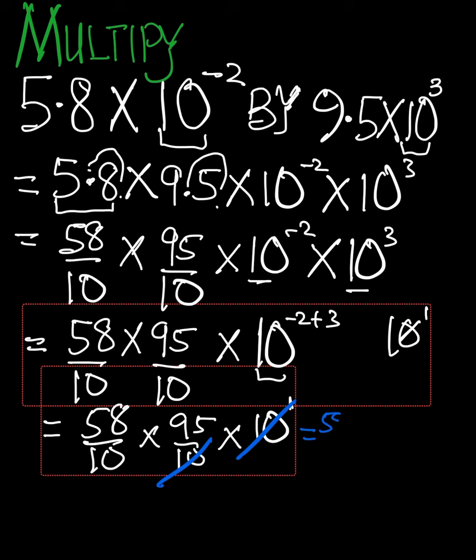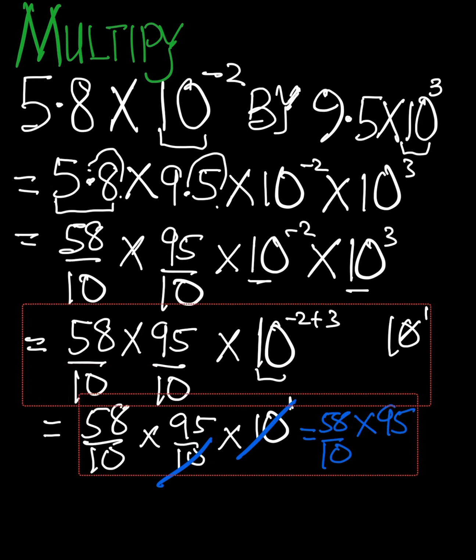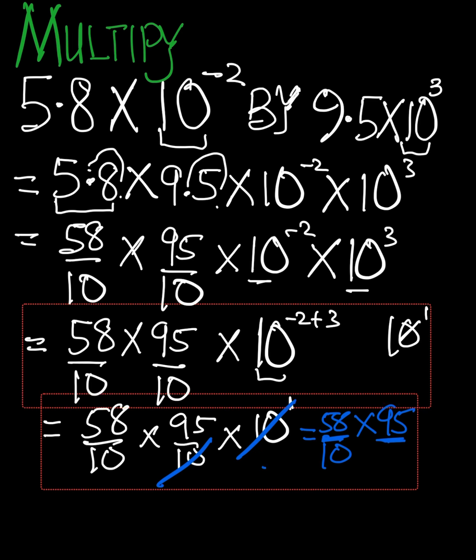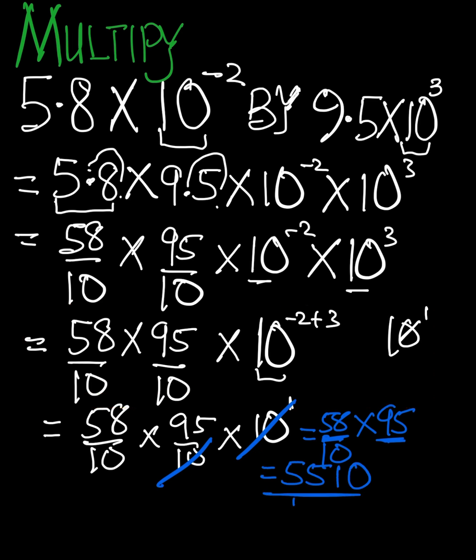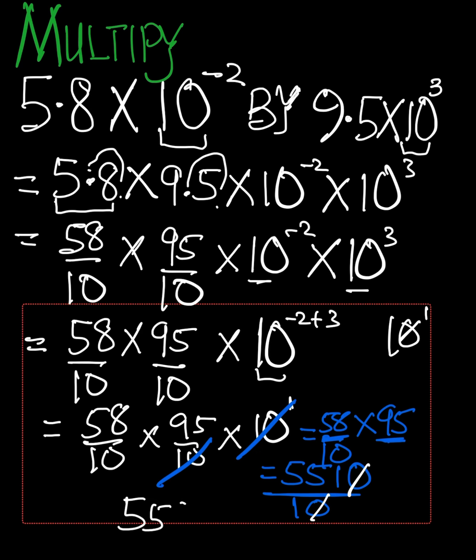And then we're going to have 58 over 10 times 95, right? Now, when we multiply this by this, we should be getting something like 5510. We should get something like that divided by 10. Once we divide by 10 here, this 0 cancels this 0, and we end up getting 551 as our answer.